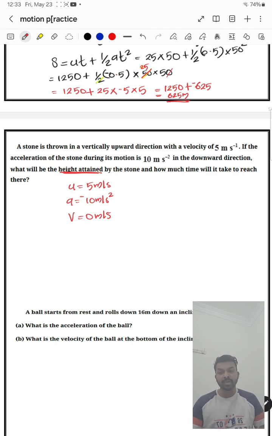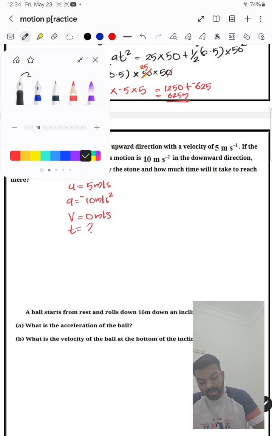Ready? And then how much time it will take to reach the ground. This is what we have to find. So we have to find the time. So we have u here, a here, v here. You have to find the t. I hope you understood why we are writing all these things. Then only we'll get an idea what is to be found.